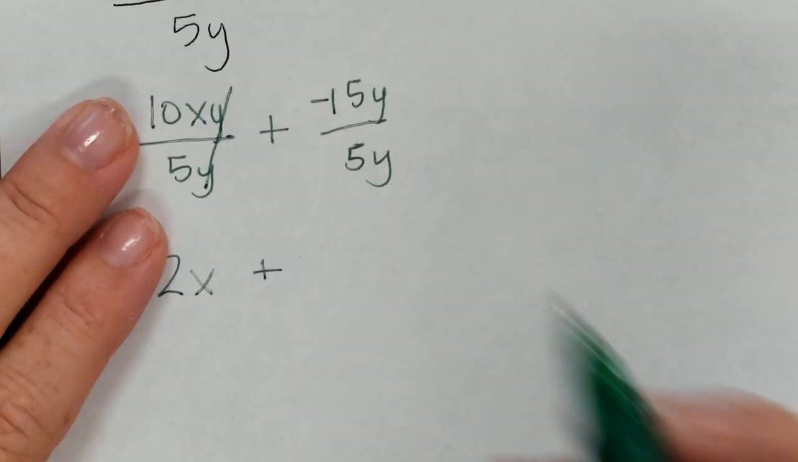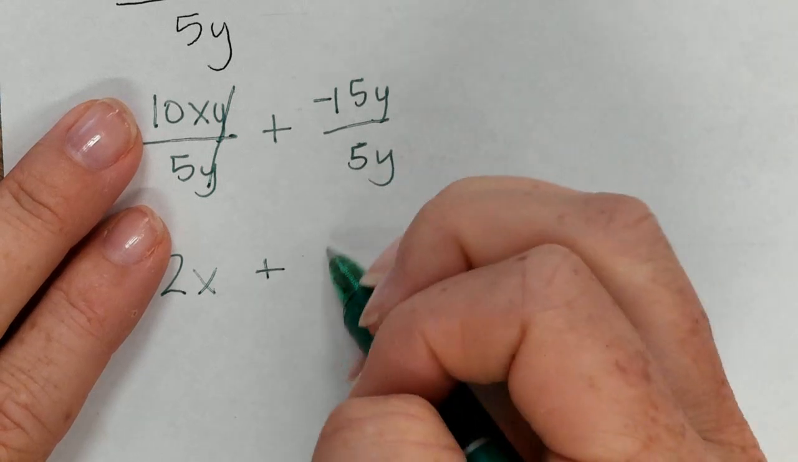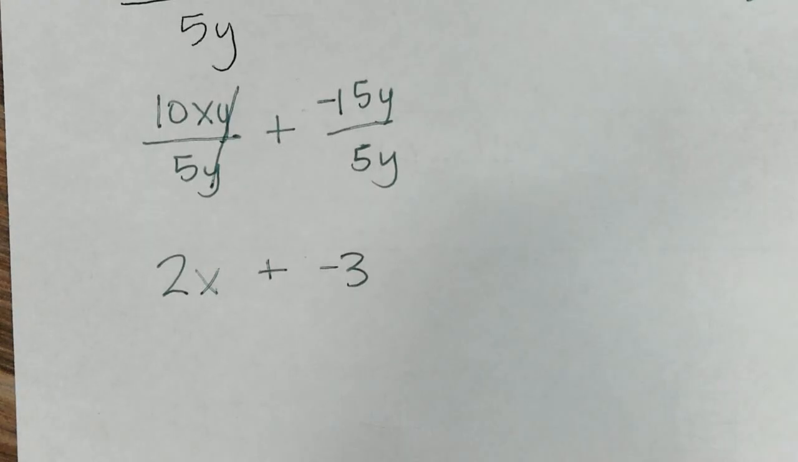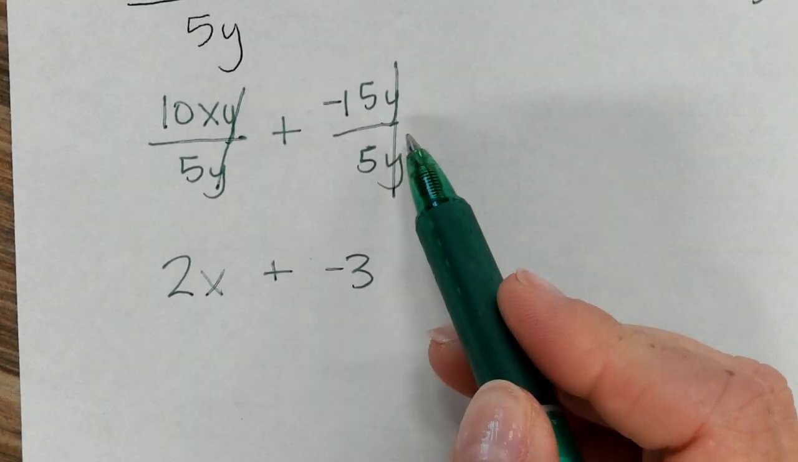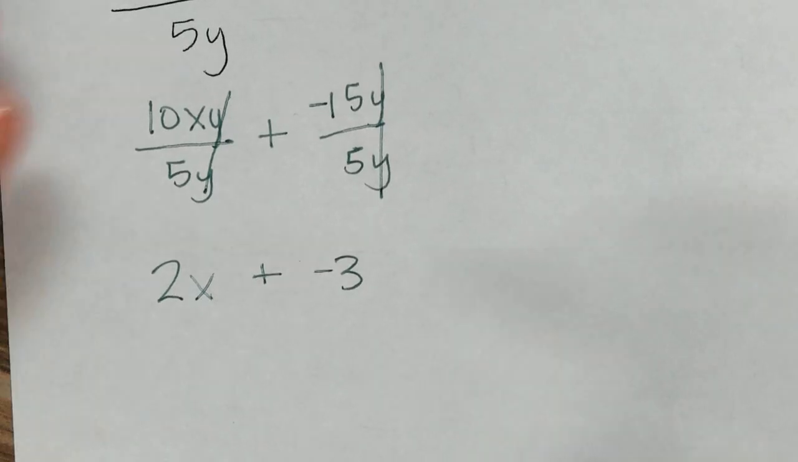Plus, what's negative 15 divided by 5? Now stop. Does the y stay or does it cancel out? And 1 times negative 3 is negative 3. So that's my answer.